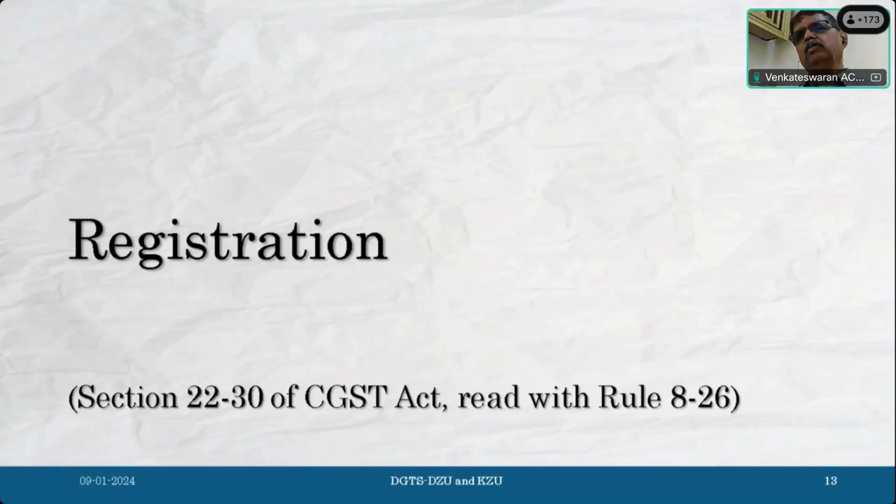So how do we enter the GST ecosystem? The first step is registration. Registration for GST is mandatory wherever it is required, and we are also going to see which persons are mandatory and which are not. I am not going into each and every compliance, but we will take the bare minimum. Sections 22 to 30 of the GST Act, read with rules 8 to 26, speak about what is required for a person to get registration under the GST Act.